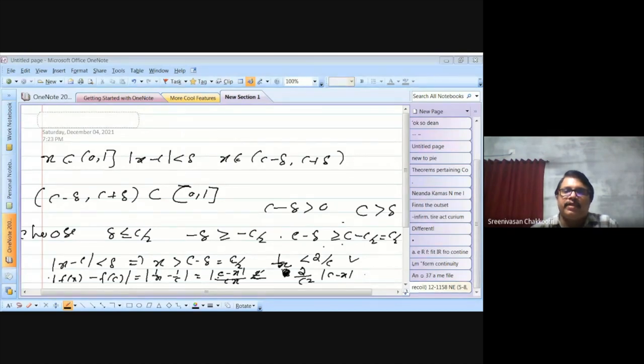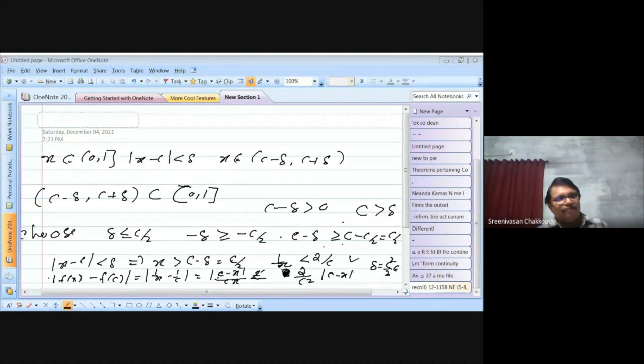Now we have to show that if mod x minus c is less than delta, then mod f of x minus f of c is less than epsilon. So it is enough to choose delta equal to c squared by 2 into epsilon, right? Then if mod x minus c is less than delta, the 2 by c squared and c squared by 2 get cancelled, and we are left with epsilon. So with the choice of delta equal to c squared by 2 epsilon, mod f of x minus f of c is less than epsilon whenever mod x minus c is less than delta.